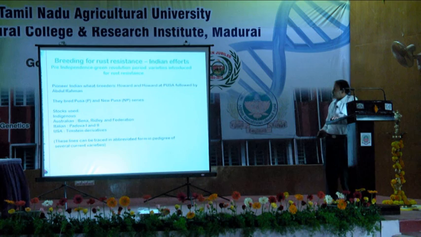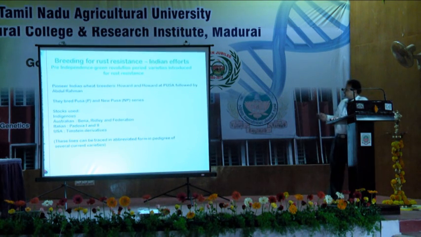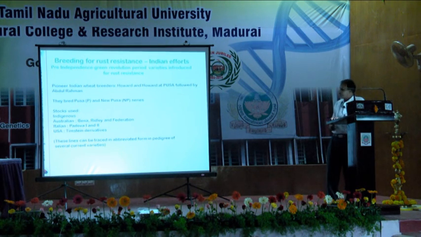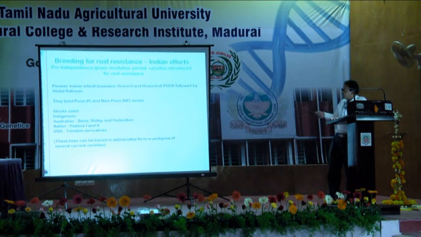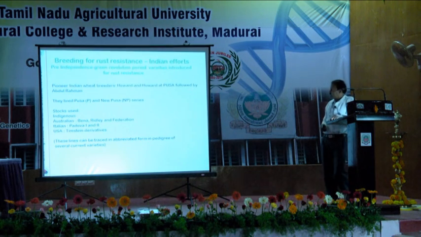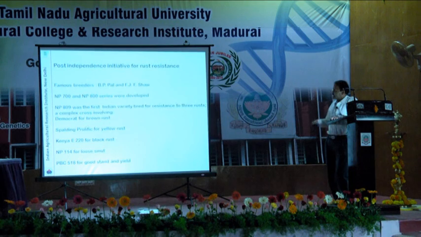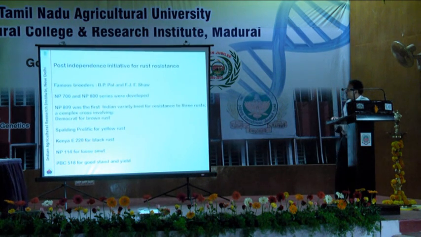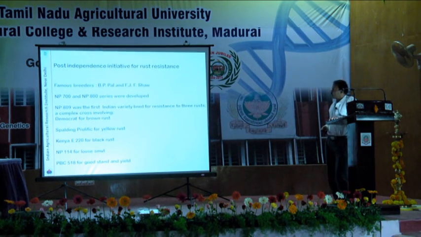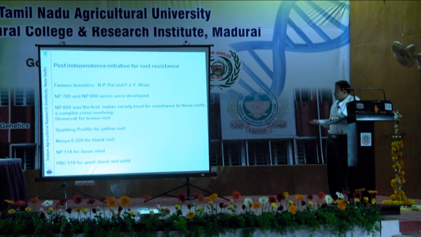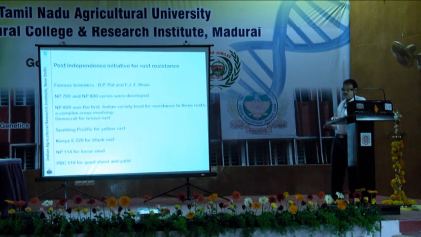On the breeding of rust resistance in Indian efforts, earlier the pioneer wheat breeders like Howard from Pusa initiated the breeding program in India. They could release the Pusa varieties, the Pusa and New Pusa NP series, and later Dr. P.P. Paul and other groups contributed, and NP 218 was one of the famous varieties. Then we used effectively the races from Kenya, the Kenya E20, for the black rust.